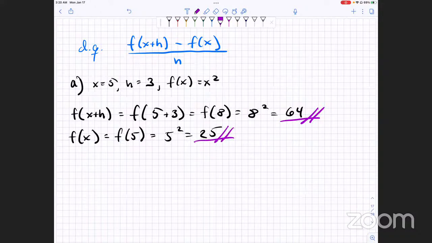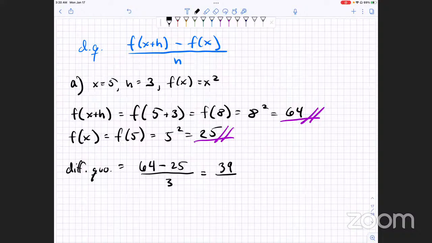I think we already have h, so let's just plug this in. The difference quotient is going to be f of x plus h, which is 64 in this case, minus f of x, which is 25, over h, which is 3. 64 minus 25 is 39, over 3, which is 13. So for part A, we got a difference quotient of 13 with those conditions.